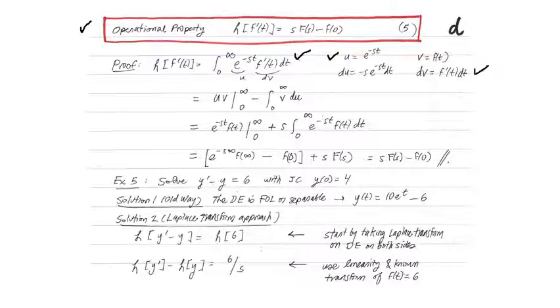If we let u be e to the minus st, then differentiating that, du will be minus s e to the minus st dt. And over here, if dv is f prime of t dt, we go the other way. We integrate or anti-differentiate that to get v, so v would just be f of t. So those are the ingredients for integration by parts.